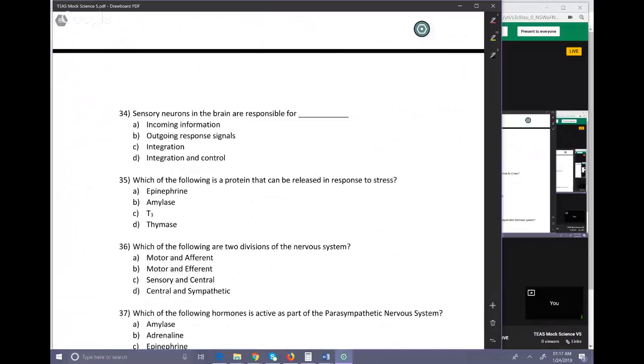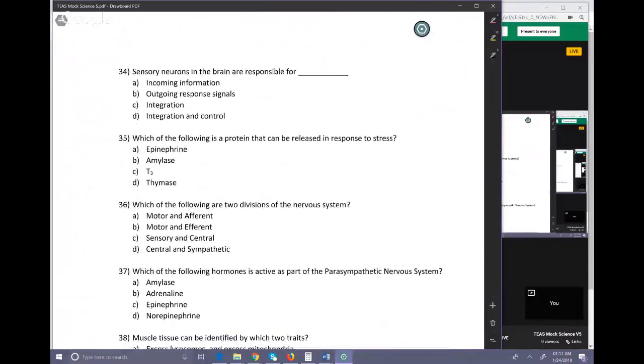Sensory neurons in the brain are responsible for. The key on this one, this is from Anatomy 2, is sensory, not brain, because sensory neurons are very specific. The brain is a location, but sensory trumps brain as far as what's important here. Sensory neurons are incoming information. The brain is a control center, so we have integration and control in the brain, but sensory neurons, as well as being located throughout the body, are also located in the brain, and they are responsible for incoming information.